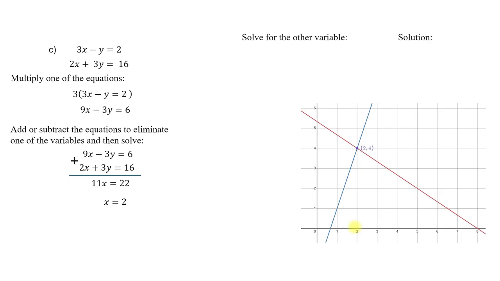Now we'll take that x value of 2 and we'll plug it back into our equation. 3 times 2 minus y equals 2. We'll further reduce to 6 minus y equals 2. Negative y equals negative 4. Therefore, y equals 4. So our solution will be 2, 4.